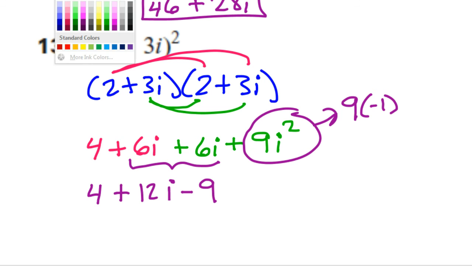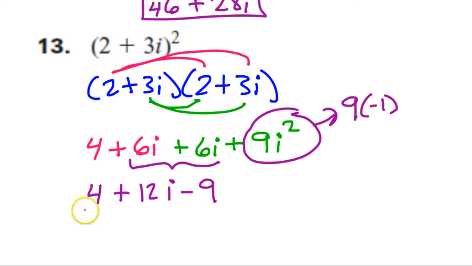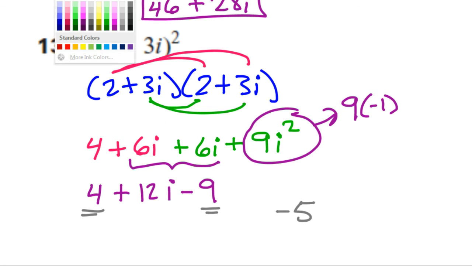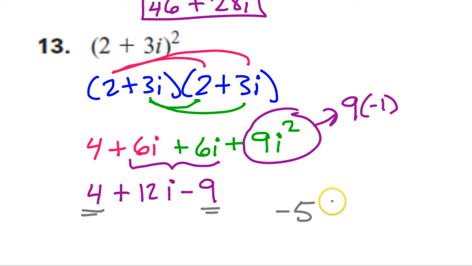So now I've got more like terms. Alright, the 4 and the negative 9 are like terms. Put those together, and you're going to get negative 5. And then bring down the 12i. So negative 5 plus 12i.